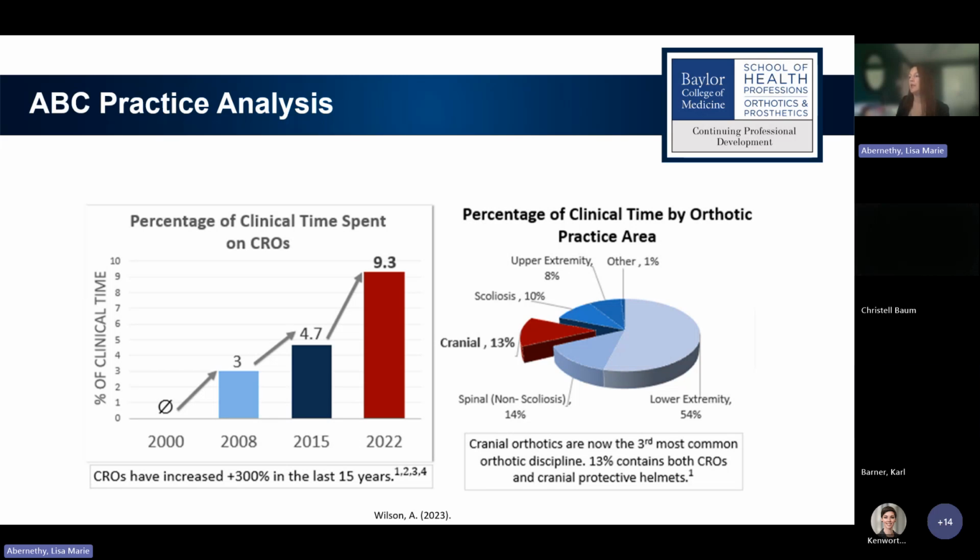The other thing we noted in the ABC practice analysis, the most recent one done, is that cranial orthotics are now the 3rd most common orthotic discipline. But note the 13% contains protective helmets as well. So 9% is for cranial remolding specifically. But that's still more than what you see with upper extremity prosthetics, which is interesting because historically that one always gets its own course. That one's still required in residency. So you are going to see that it's been changing in all of the schools to reflect the ABC practice analysis, where we're getting more and more education.